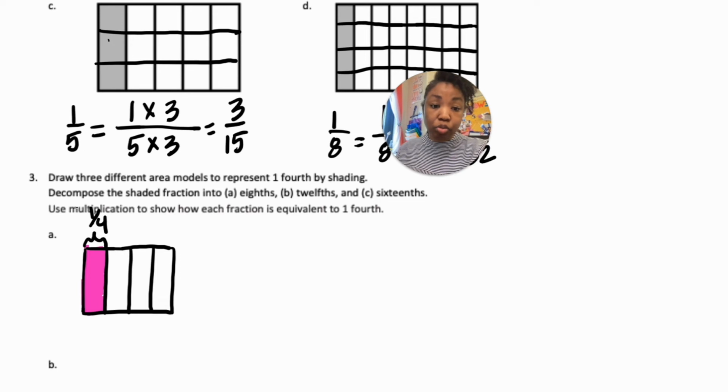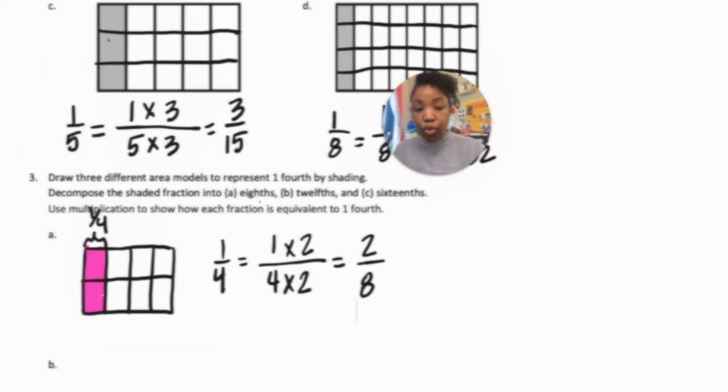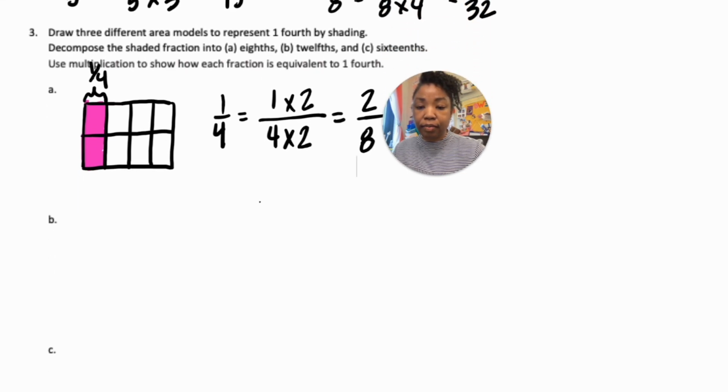I'm going to do 2 rows, right? If I have 1 row of 4, that would be 2 rows of 8. So I'm going to make 2 rows by drawing 1 line, which means I'm multiplying 1 times 2, because I made 2 rows, and 4 times 2, which is 2 eighths. So 1/4 is equal to 2 eighths.